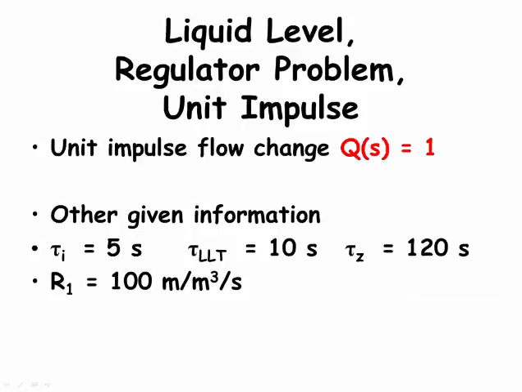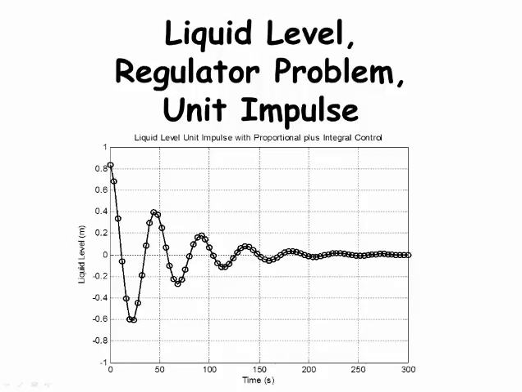Now if we assume that we have a unit impulse addition to the tank, that means that the transfer function Q of S equals 1. Here are the time constants and the fluid resistance value. This slide shows the time-dependent tank fluid depth response to a unit impulse input when the controller is using proportional plus integral control. As expected, we start with a higher fluid depth, but then we go negative.